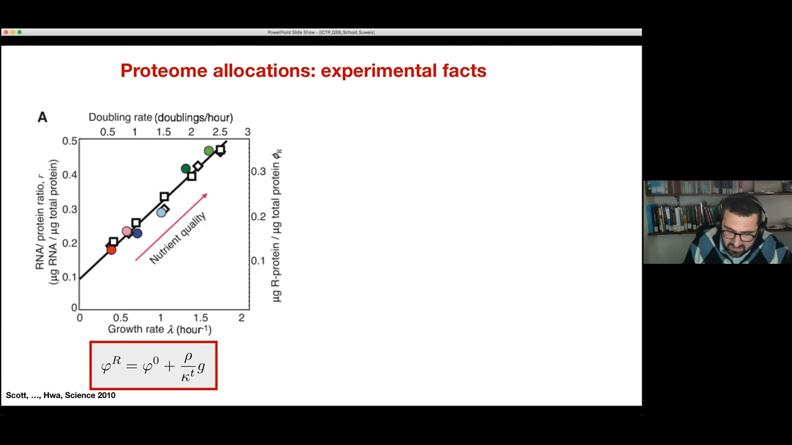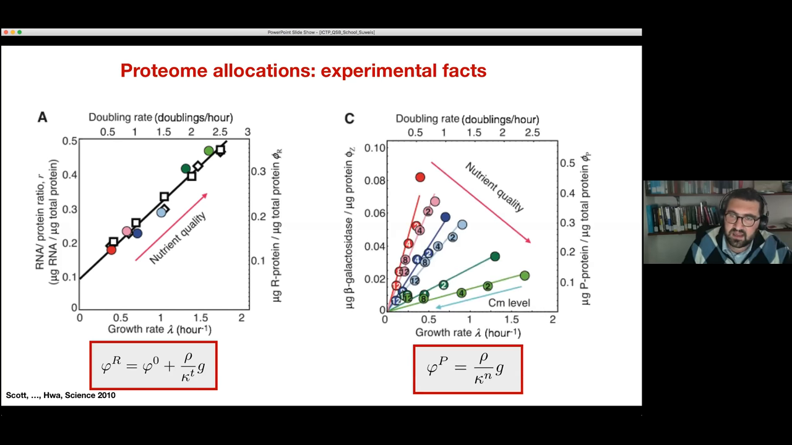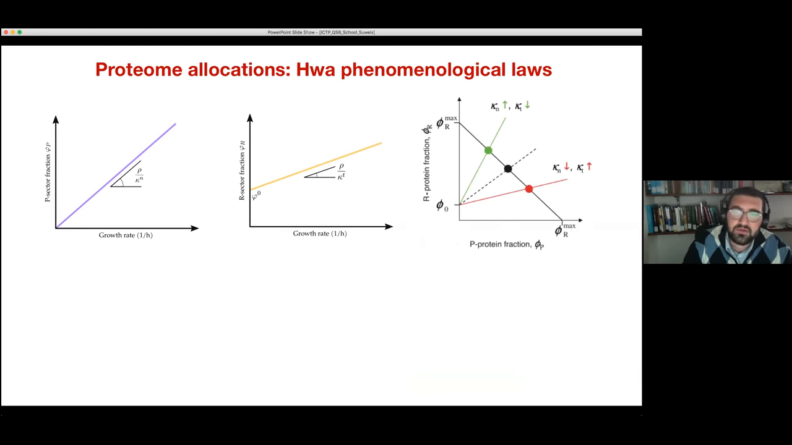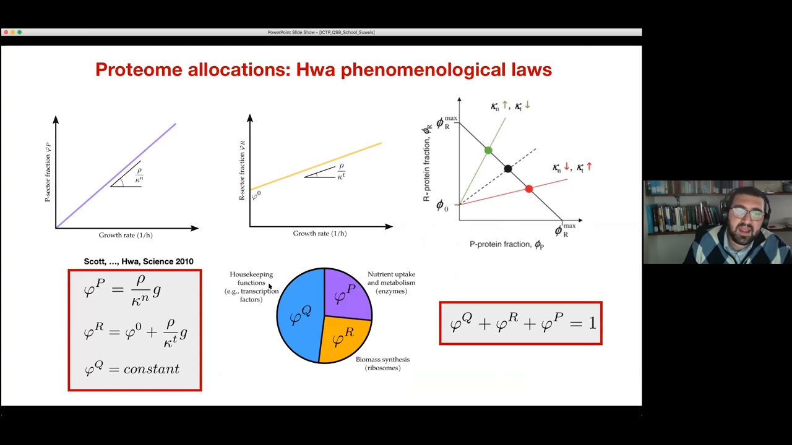Kt is basically a measure of translational capacity, how fast the microbial species expresses its genome, while rho is just a conversion factor. These are details. On the other hand, also for the proteome allocated to the P fraction, the one for metabolism, there is a linear relation with the growth rate. So these are the two phenomenological laws that they observed. It can be synthesized in this way: the fraction of proteome dedicated to nutrient uptake is proportional to the growth rate.